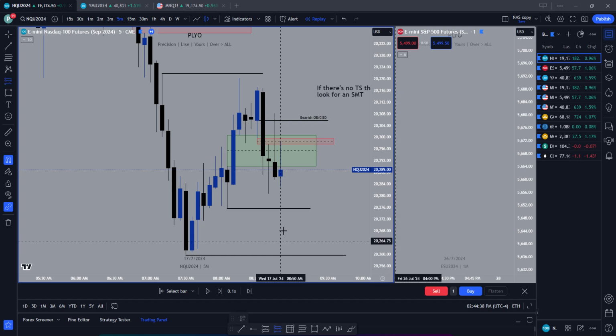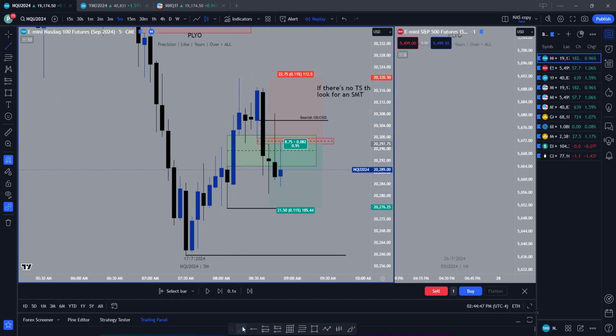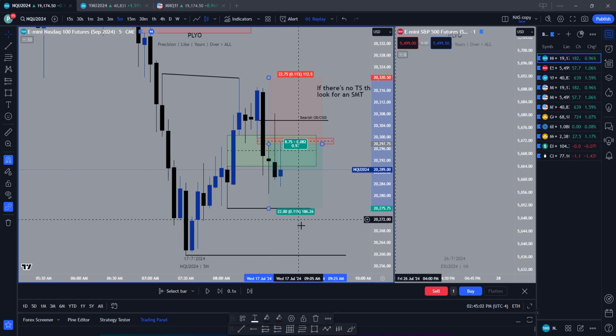Whichever trade you take, your stop loss could easily be at the bearish SMT high, because remember, once we have an SMT, you don't expect the high to get hit. On top of that, you don't expect the soup high to get hit. So it's kind of a combination of both here. 22-point stop for about a 22-point take profit, which is about a 1-to-1. Well, it is a 1-to-1.